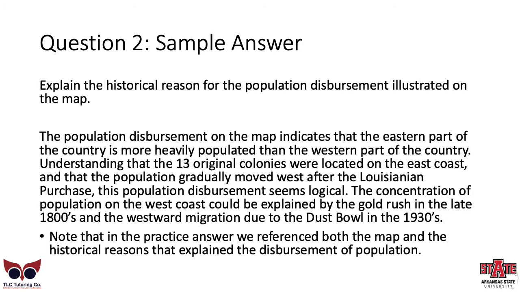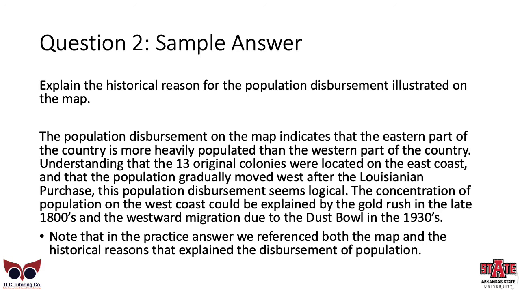Sample answer. Explain the historical reason for the population disbursement illustrated on the map. The population disbursement on the map indicates that the eastern part of the country is more heavily populated than the western part of the country. Understanding that the 13 original colonies were located on the east coast and that the population gradually moved west after the Louisiana Purchase, this population disbursement seems logical. The concentration of population on the west coast could be explained by the gold rush in the late 1800s and the westward migration due to the Dust Bowl in the 1930s.